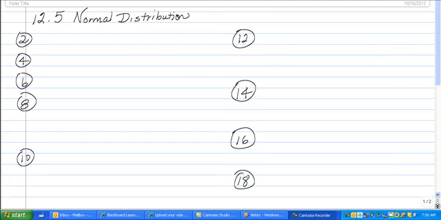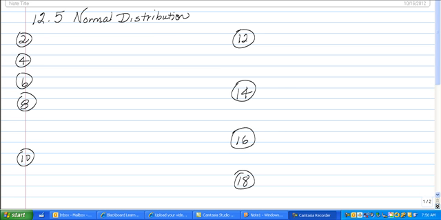Let's take a look at some sample problems from section 12.5 on the normal distribution. I'm working on the exercises from page 675 in our textbook, and we'll begin with number 2. For the problems requiring calculations of z-scores, we're going to be using the table 17. Calculators will do some of these computations, but we're going to stick with the table and the empirical rule.